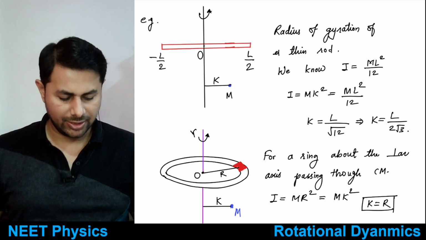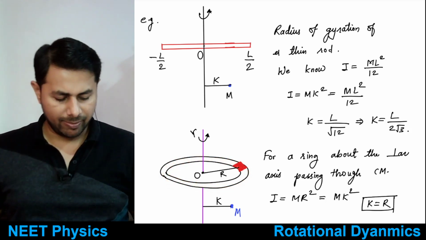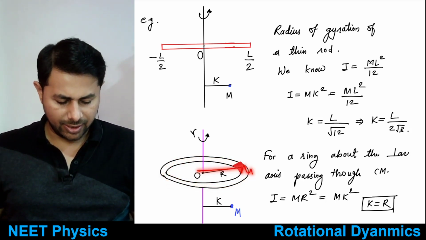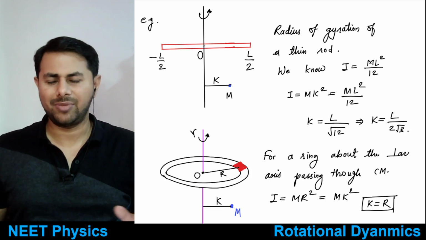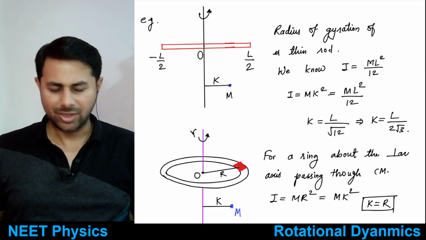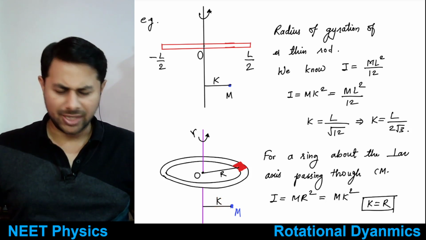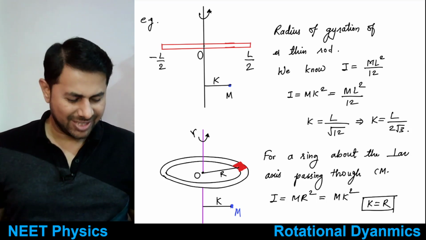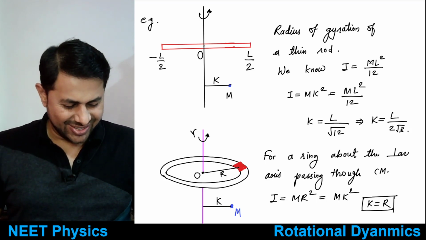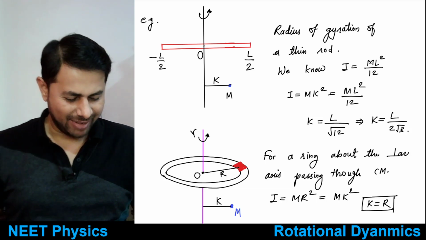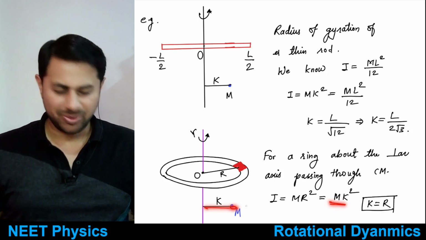Okay. Very simple. Then next, let's see the ring, a ring having mass M. I want to replace the ring by a point-sized particle. Where should I keep that particle to have the same moment of inertia? That distance is known as the radius of gyration. So the moment of inertia of this particle would be Mk square.